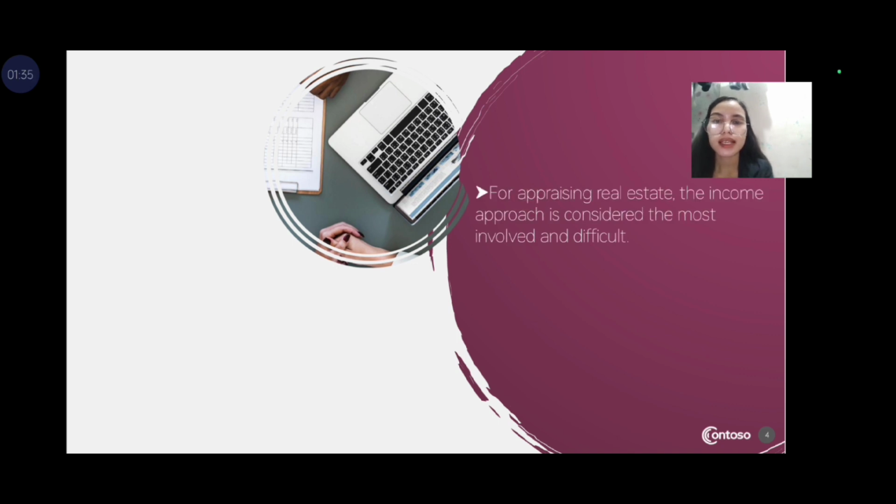For appraising real estate, the income approach is considered the most involved and difficult. When adapting the income technique to buy a rental property, an investor must also take the property's condition into account, and it is important to note that future revenues could be significantly reduced by potential repair costs.